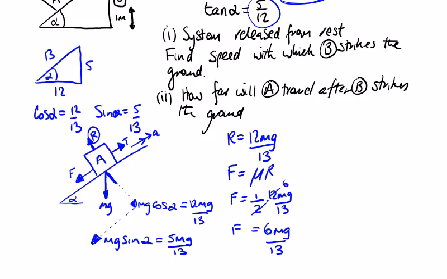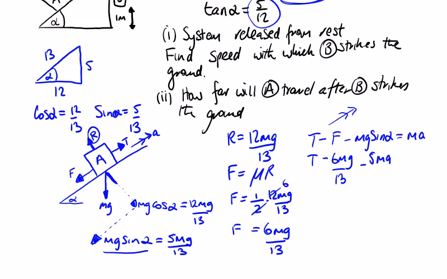So we form our equation for A. It's going up in this direction. So we're looking at T minus whatever is going down, which is F and mg sin alpha. And that's going to be equal to the mass, which is m, times acceleration a. So let's put in our values. T minus 6mg over 13 minus 5mg over 13 equals ma. So T minus 11mg over 13 is equal to ma.